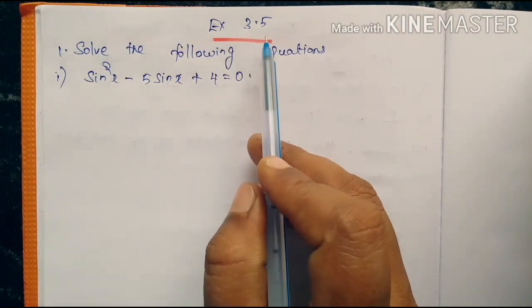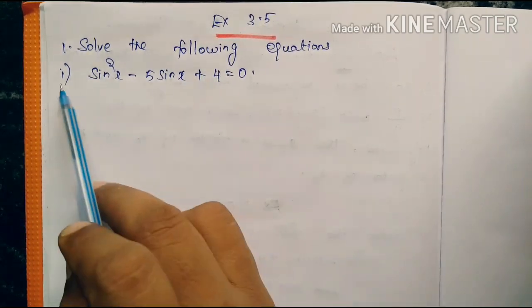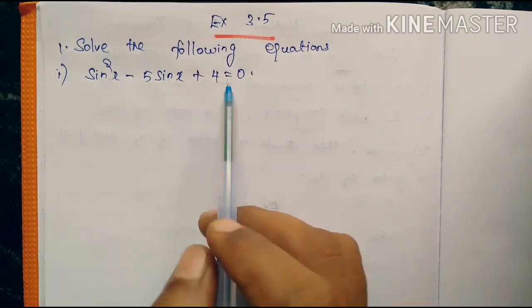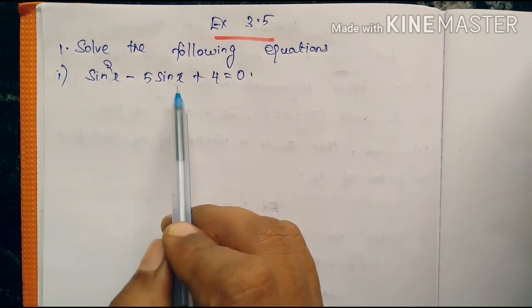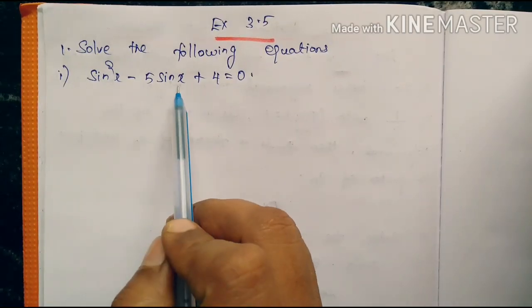Now exercise 3.5, first sum. Solve the following equations. First subdivision: sin square x minus 5 sin x plus 4 is equal to 0. Now this equation is in trigonometric form, that is sin x, sin square x, 5 sin x.